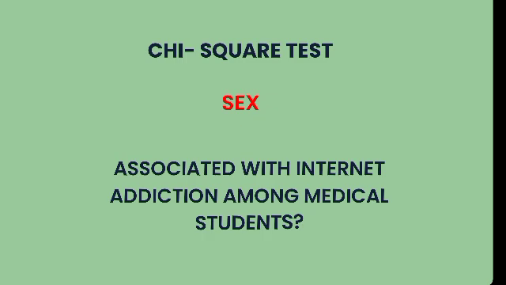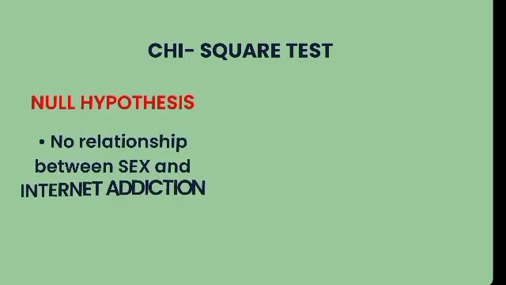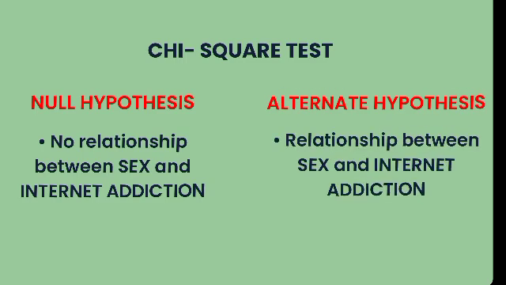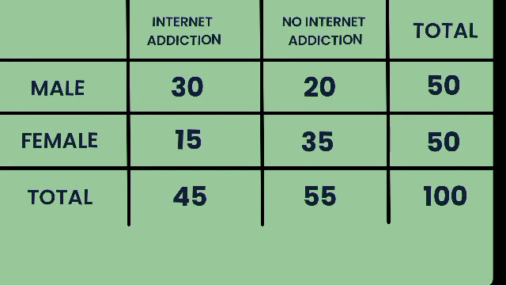So we define our null hypothesis: no relationship between sex and internet addiction. Alternate, there is a relationship between the two variables. We will test this hypothesis at 5% level of significance. So we come up with our contingency table to show 100 students, 50 male, 50 female.